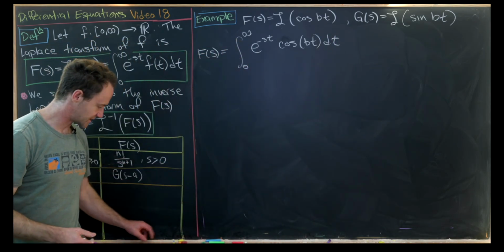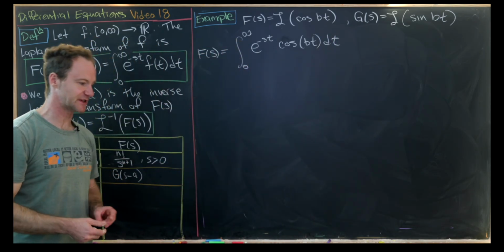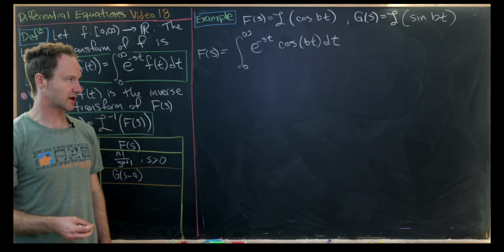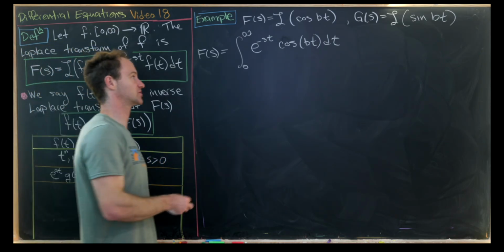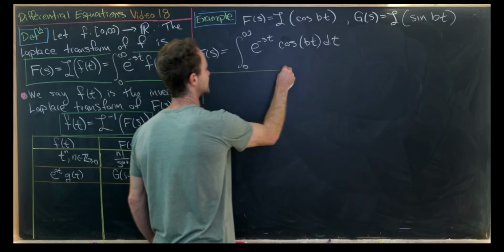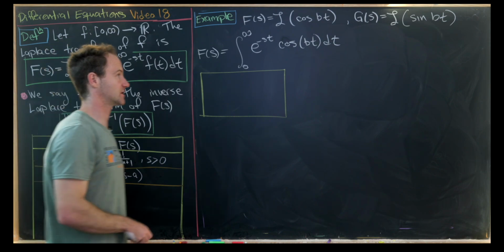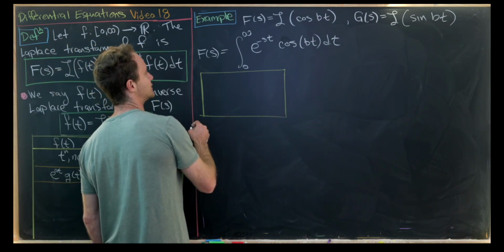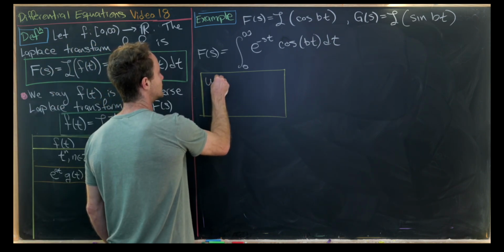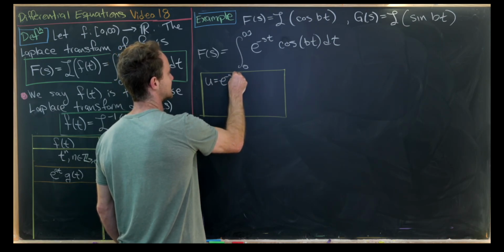We have the product of a trigonometric function and an exponential function, or in other words, the product of two transcendental functions, which points us to using integration by parts. So let's use integration by parts here. Perhaps we'll choose our u to be equal to e to the minus st.